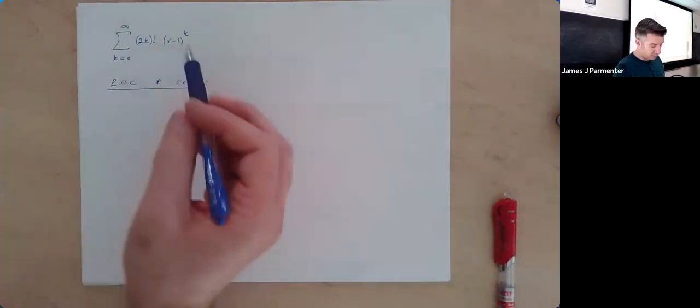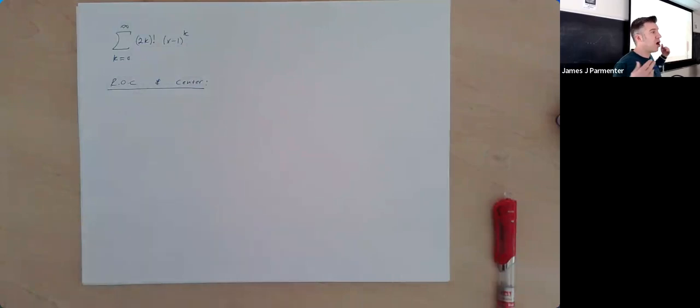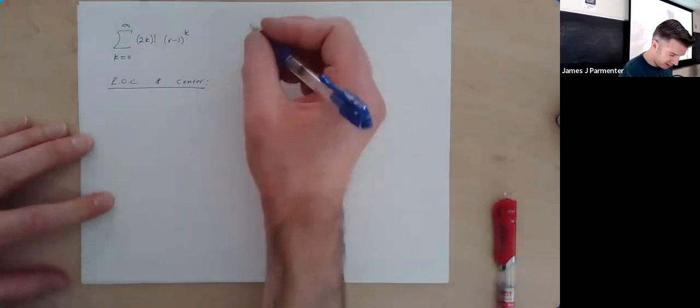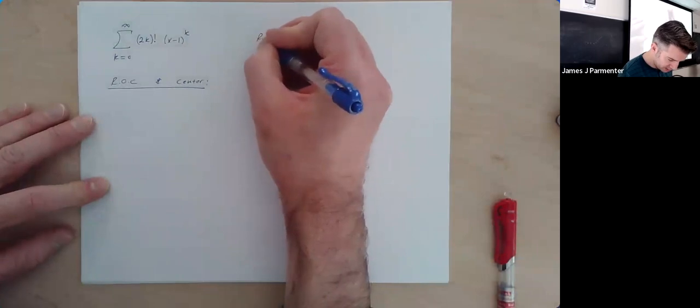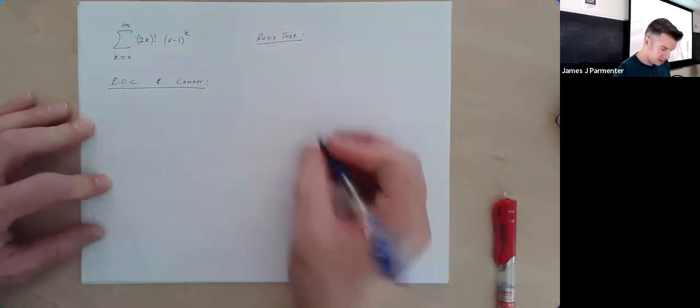1, because if you plug in 1 for x, you just get 0 plus 0 plus 0 plus 0, and that always converges. So a power series always converges at its center. It might not, and this one doesn't, converge anywhere else. Let's see why. I think it's good to write down the words ratio test so that I know I'm using the ratio test.